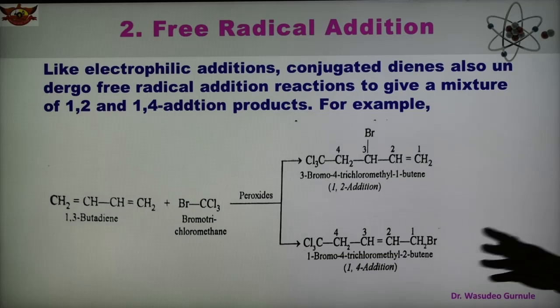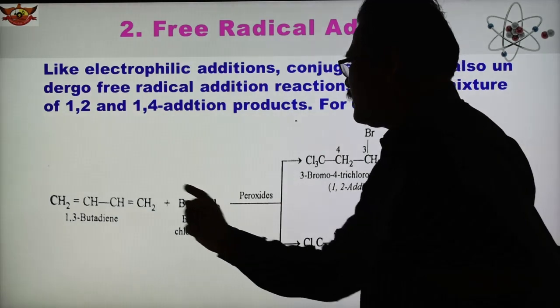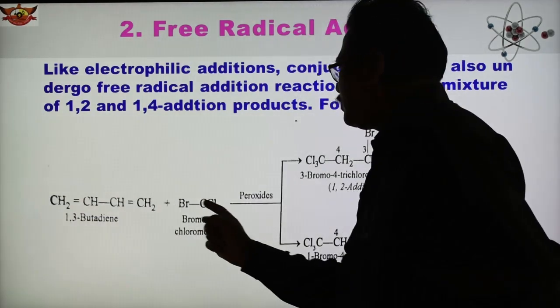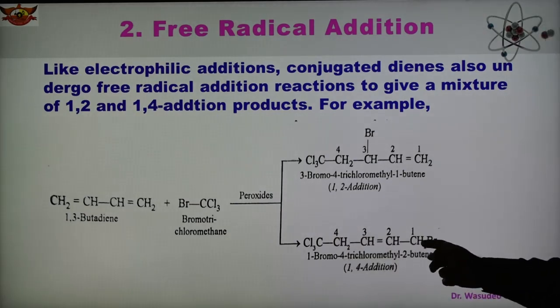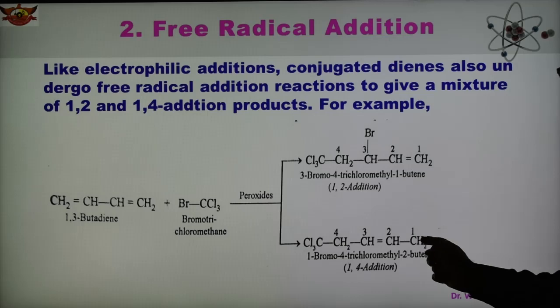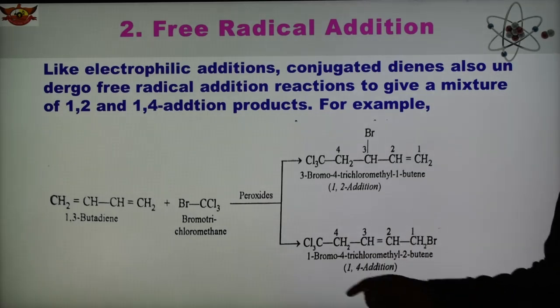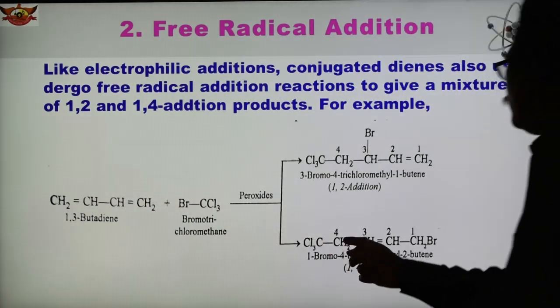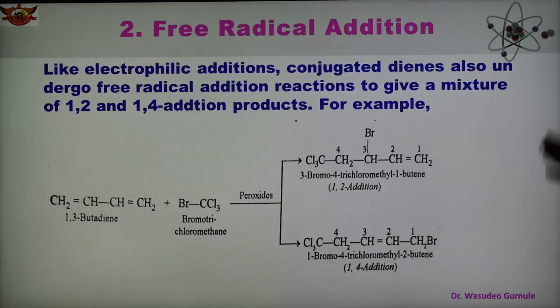Similarly, now 1,4 addition can also take place, 1 and 4. So this CCl3 is added here and Br is added here. So one is added on this carbon and the second is added here, Br. So this is 1,4. This is 1 carbon, this is the second. So this is 1 and this is 4. So addition of these two, and we obtain the 1,4 addition product.